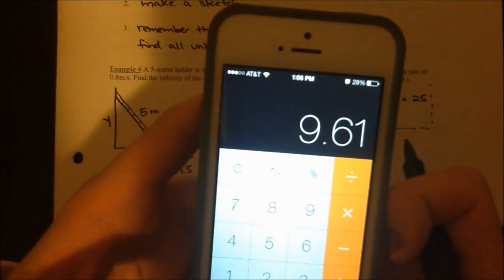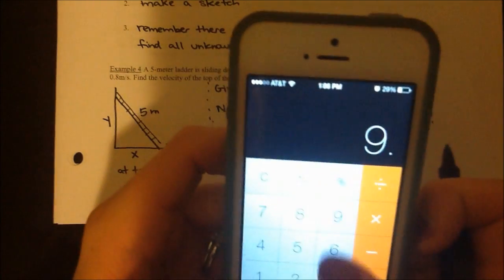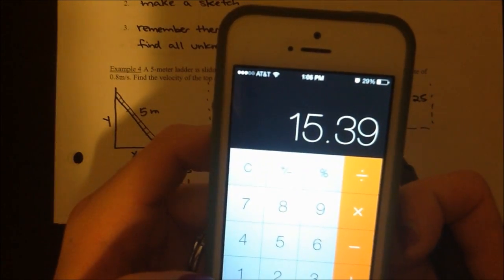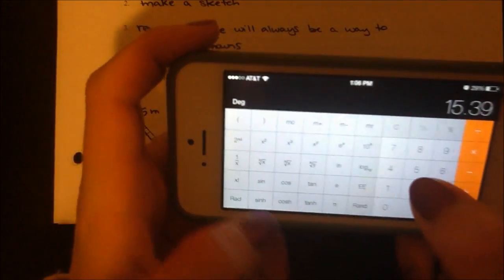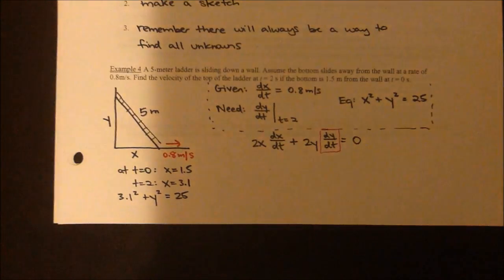So 3.1 times 3.1 is 9.61. So I subtract that from both sides. So 25 minus 9.61 gives me 15.39. That's y squared. And so then I take the square root of that. Okay, so 3.923.